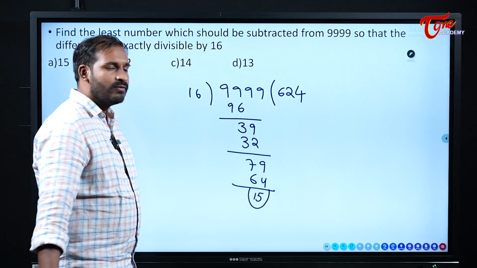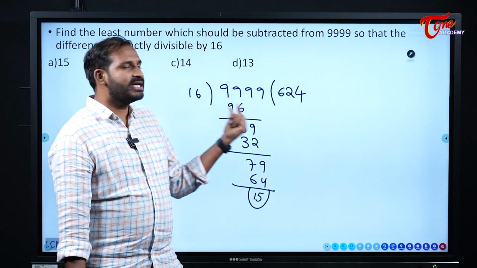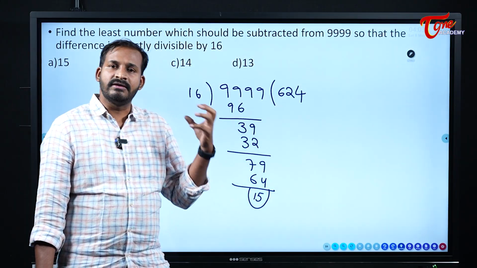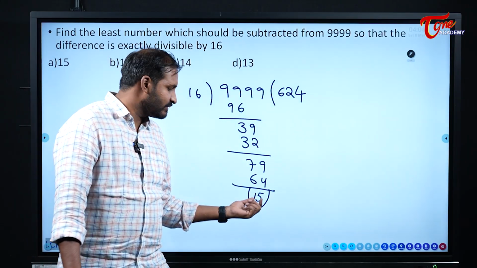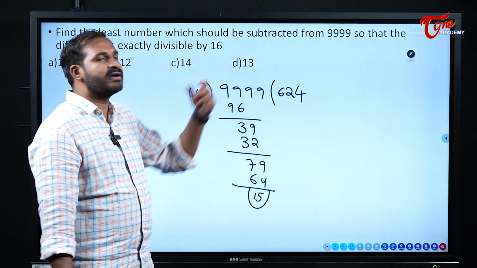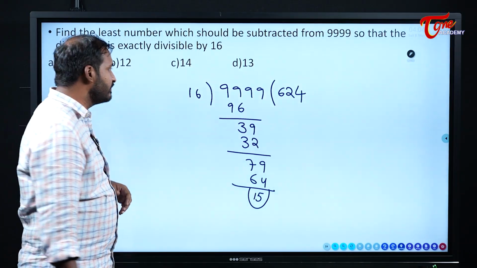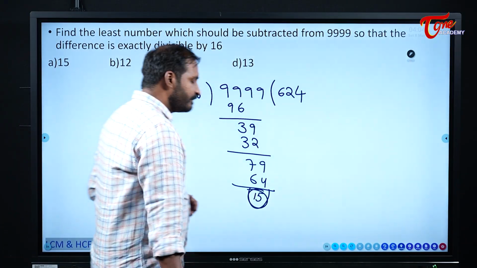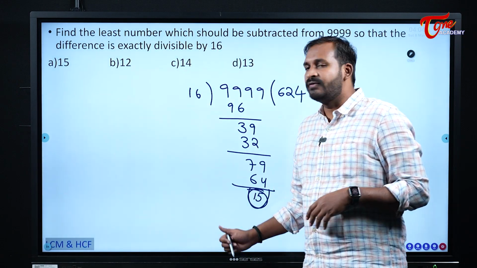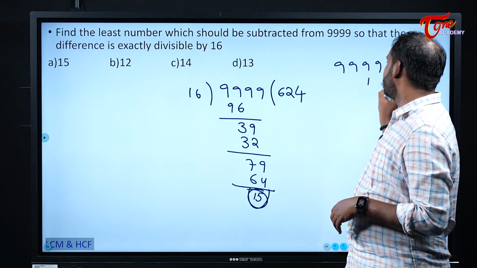15. What is meant by this remainder? This remainder is nothing but after multiplying 16 with 624, there will be some more excess value. That excess value is nothing but the remainder for us here. So now tell me what is the value I need to subtract from 4 nines so that the output is exactly divisible by 16? It is nothing but 15.